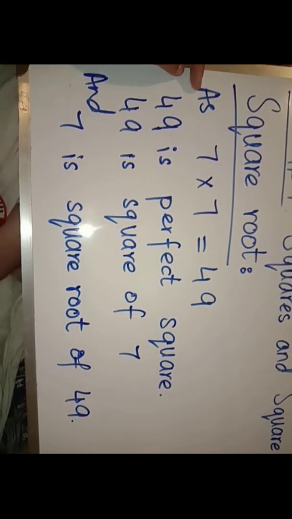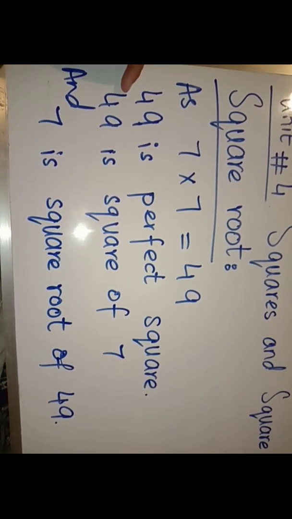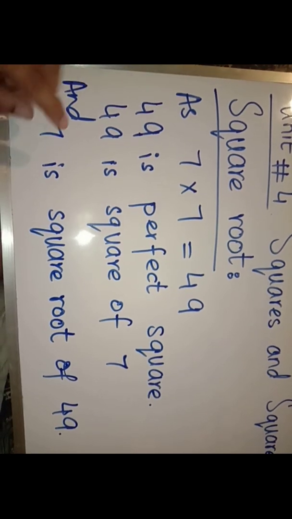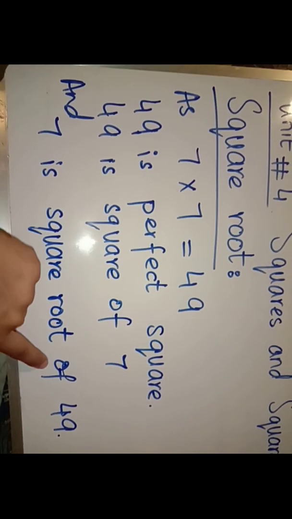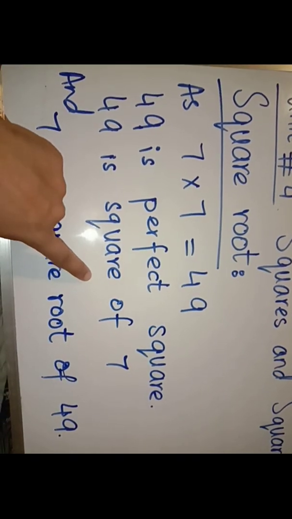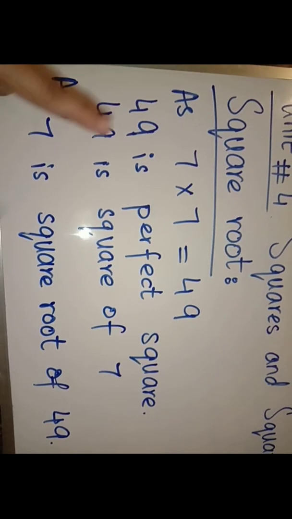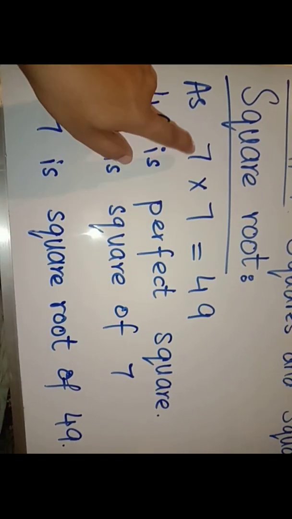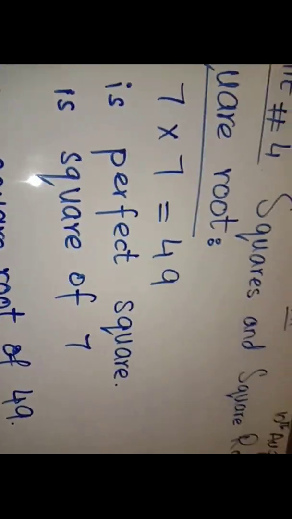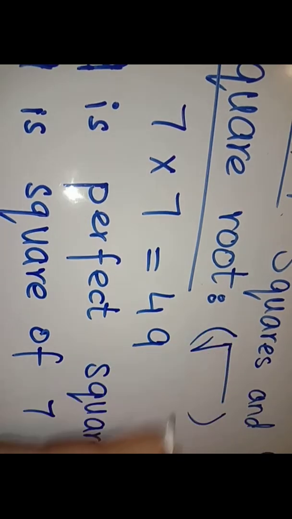Now coming towards square root, as 7 multiplied by 7 gives us 49. So we can say that 49 is a perfect square and 49 is square of 7. In the other case, we can say that 7 is square root of 49. Means 49 is perfect square. 49 is also a square of 7, and in case of square root, we will say that 7 is square root of 49, and for square root we use this symbol.